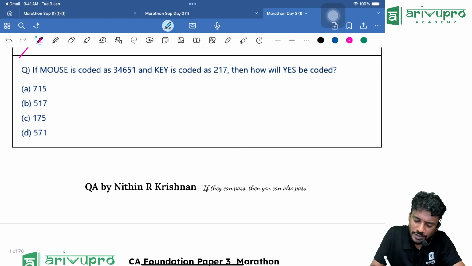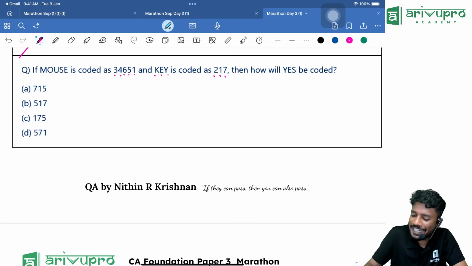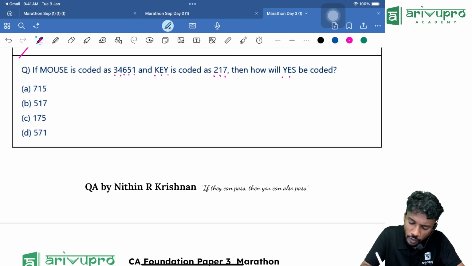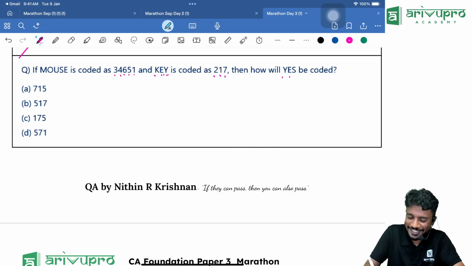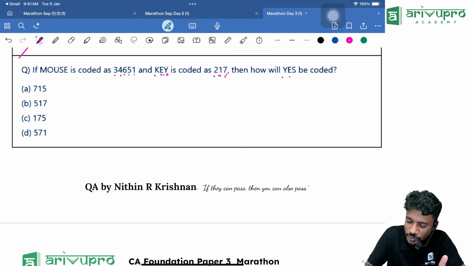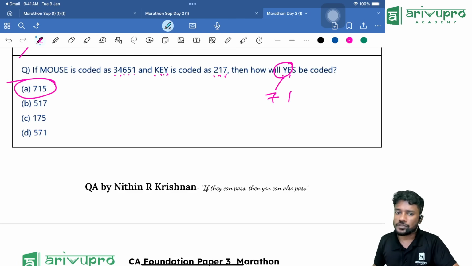Mouse, M-O-U-S-E is coded as 34651. K-E-Y is coded as 217. Then Y-E-S is what? We know Y-E is what? 71. Because K-E-Y is what? 217. So E-Y is 17. So Y-E will be what? 71. What is the answer? Option A. Direct answer. Okay.